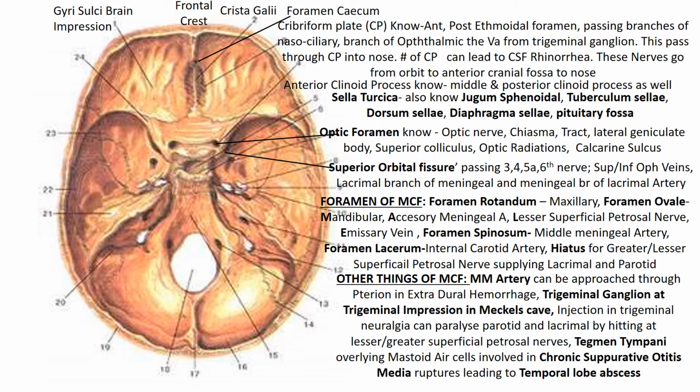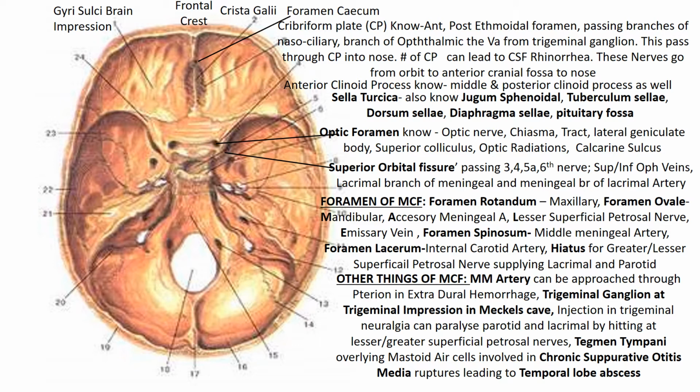Then there is the trigeminal impression, under which the trigeminal ganglion in the Meckel's cave lies, and there are two holes, the hiatus for the greater and lesser superficial petrosal nerve. The greater superficial petrosal nerve passes out through the foramen lacerum into the Vidian canal, into the pterygopalatine fossa, into the orbit, and supplies the lacrimal gland. The lesser superficial petrosal nerve passes out through the foramen ovale into the mandibular nerve, into the auriculotemporal nerve, and then supplies the parotid.